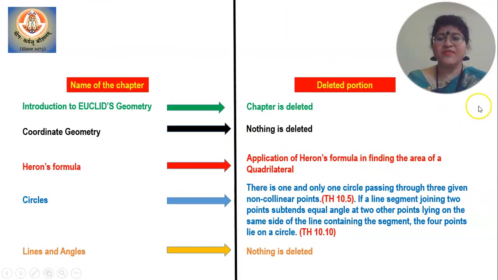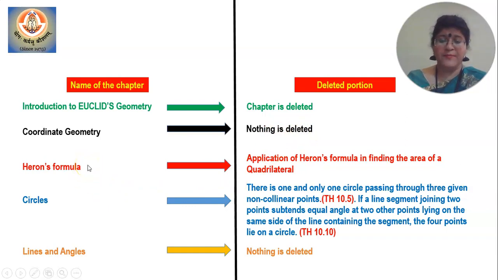Now, the name of the chapter and the deleted portion. Introduction to Euclidean geometry. I had already said this in the very beginning that it was only taken as a subject enrichment chapter and you will not be assessed on that. So this entire chapter is deleted. Then coordinate geometry, everything is there from coordinate geometry, nothing is deleted from that chapter.